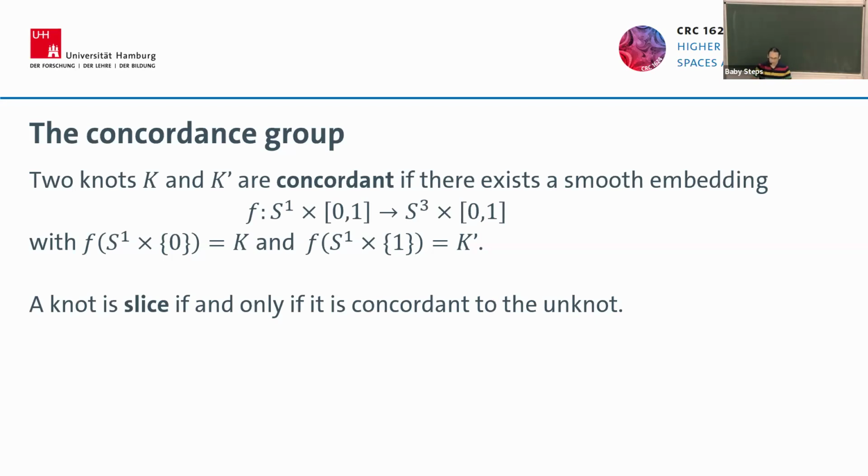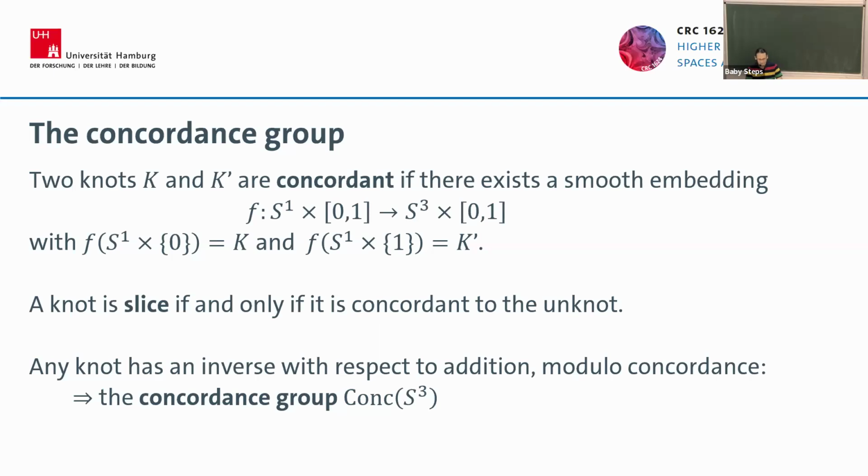So a knot is slice if and only if it's concordant to the unknot, because then we know we have an annulus to the unknot, and then we can cap off with a disk. If you glue an annulus to a disk, you get another disk. And any knot now has an additive inverse if we mod out by this equivalence relation of concordance. The inverse is just somehow a reflection of the knot. And when we quotient out by this equivalence relation, we obtain the so-called concordance group. And this is a very interesting group.